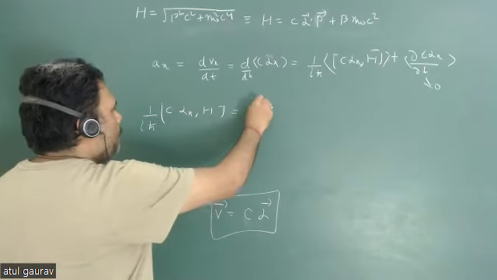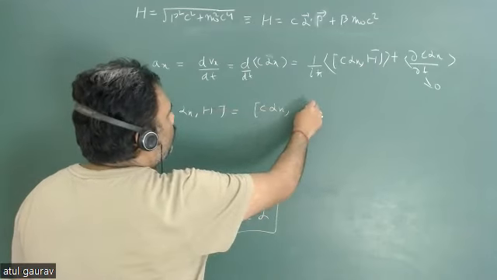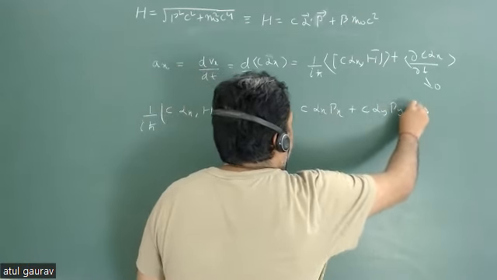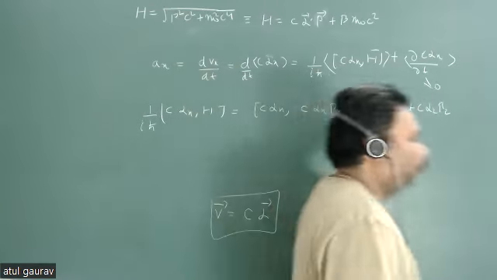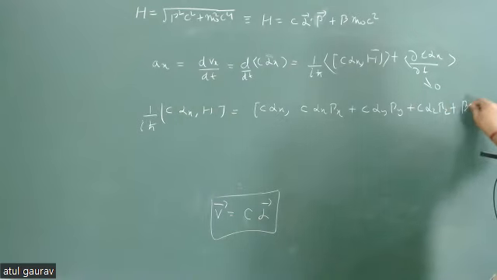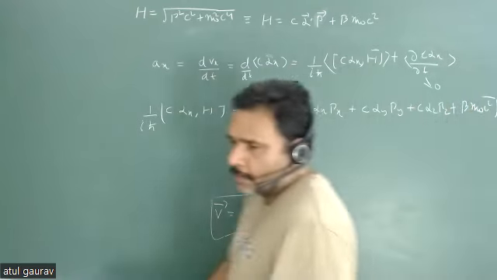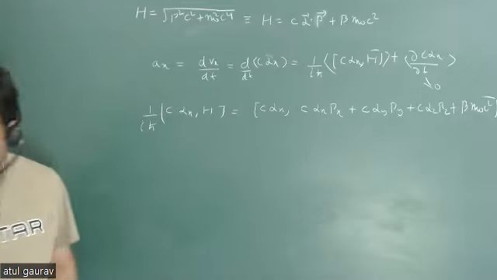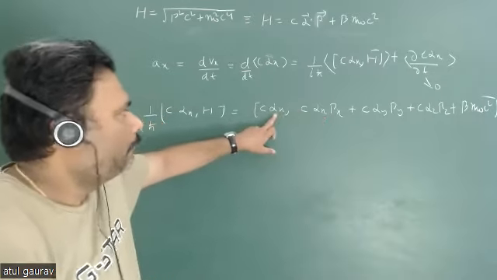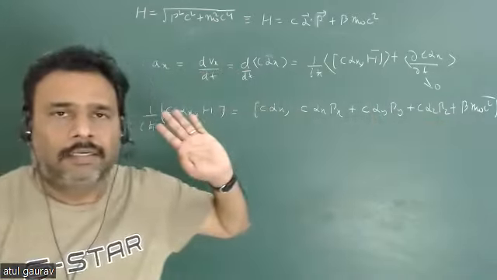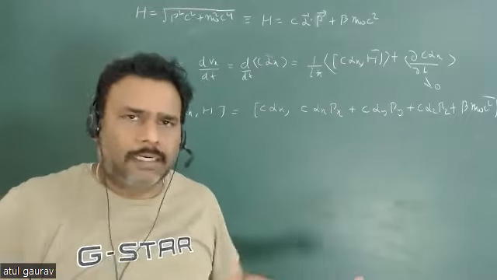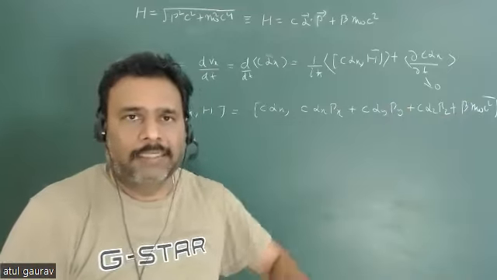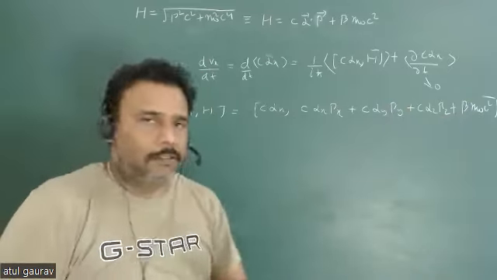So what will you write for H? c alpha x is there. H is nothing but c alpha x px plus c alpha y py plus c alpha z pz, and you have plus beta m naught c square. Clear? Now, when you go for this, alpha x is going to commute with px, py, pz. Alpha x will commute with these, right? Why? Because they are for different Hilbert spaces. This is for the spin Hilbert space and this is for the space Hilbert space. So they will commute. Now, alpha x and alpha x is also going to commute.